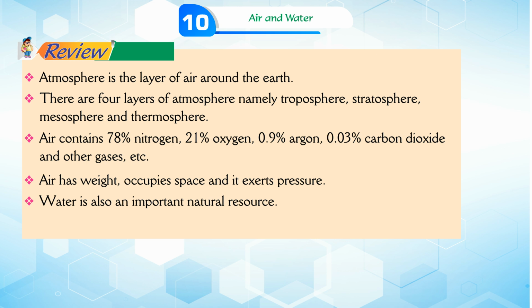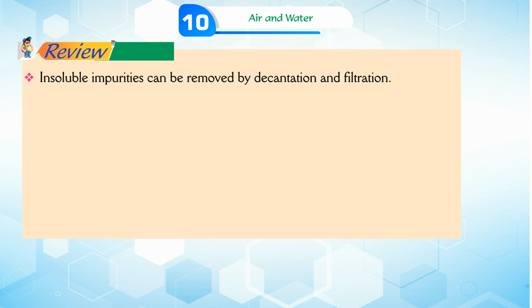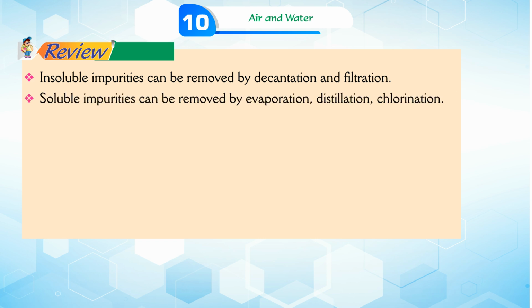Water is also an important natural resource. About 70% of the earth is covered with water in the form of rivers, lakes, etc. Insoluble impurities can be removed by sedimentation, decantation and filtration. Soluble impurities can be removed by evaporation, distillation, and chlorination.